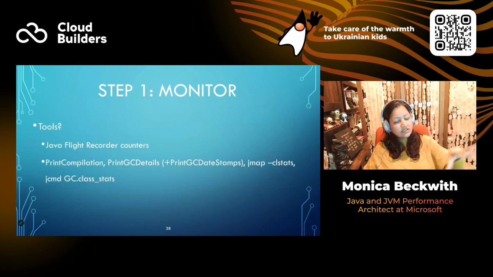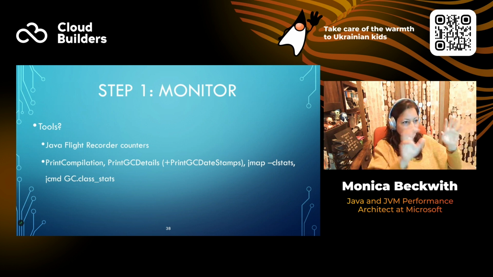Tools for monitoring: you have the JFR counters that are inbuilt. You can gather them and then do offline analysis. You can do print compilation, all these things. I've not put the GC, the new unified logging, because then it gets a little bit confusing. But what I'm saying here is to target the logs that you need, and that all should be captured during the monitoring phase. Okay.